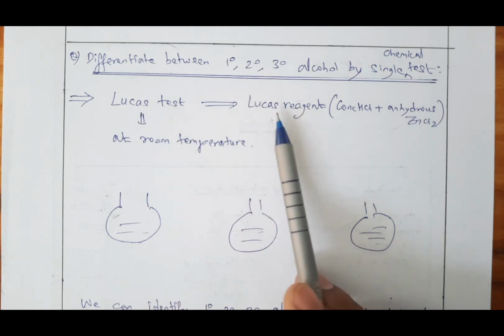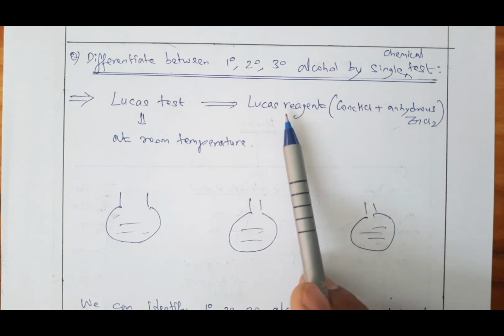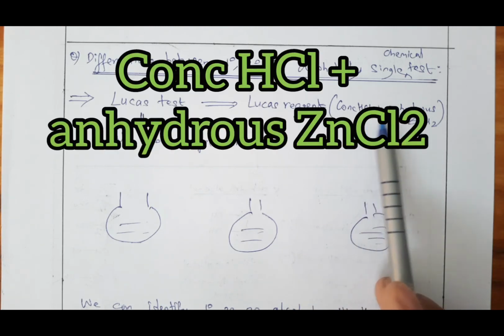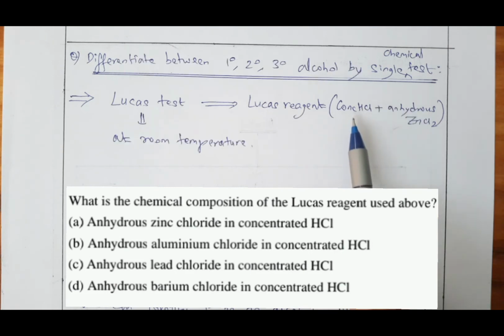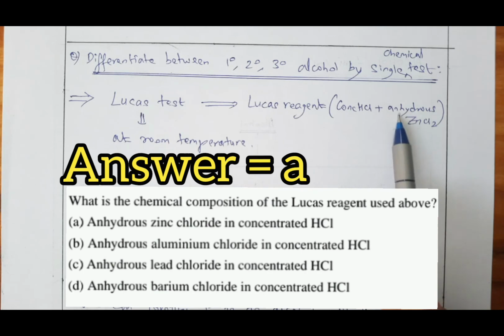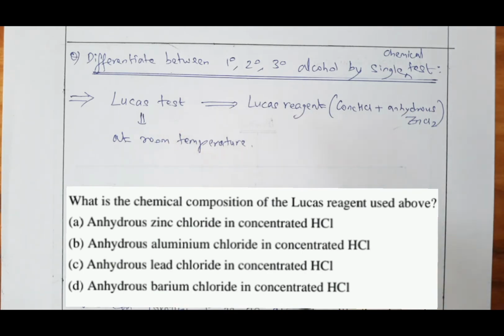And do remember what is the meaning of Lucas reagent. It is a mixture of concentrated hydrochloric acid and anhydrous zinc chloride. This has been asked in the sample paper. So we can differentiate them by the Lucas test, in which we add Lucas reagent, which is a mixture of concentrated hydrochloric acid and anhydrous zinc chloride. So the mixture of conc. HCl and anhydrous zinc chloride is known as Lucas reagent. Do remember this, and this test is carried out at room temperature.